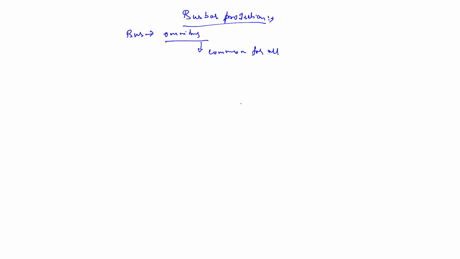Now, you can say that these bus bars are actually the nerve centers of the power system, where the various circuits are connected together. And these buses are the nodes of the electrical circuit.